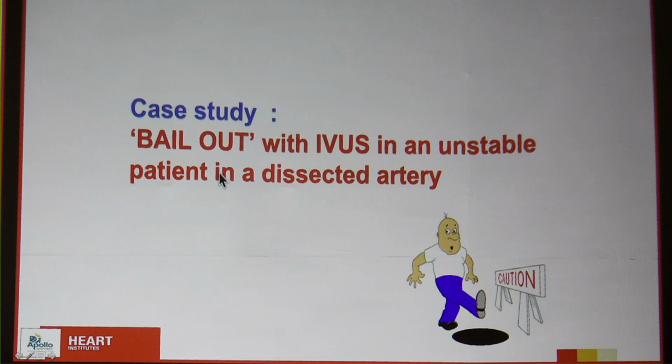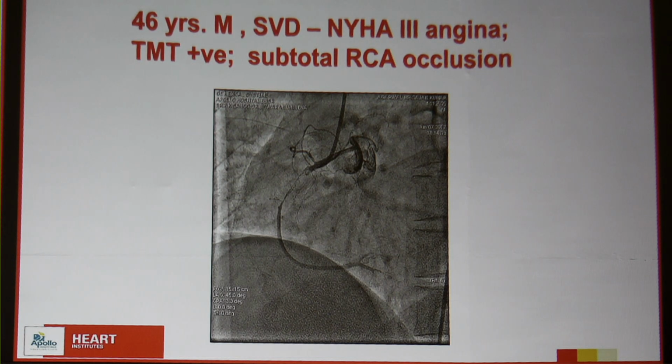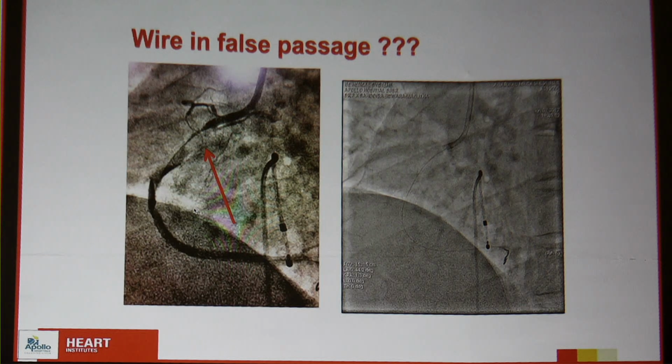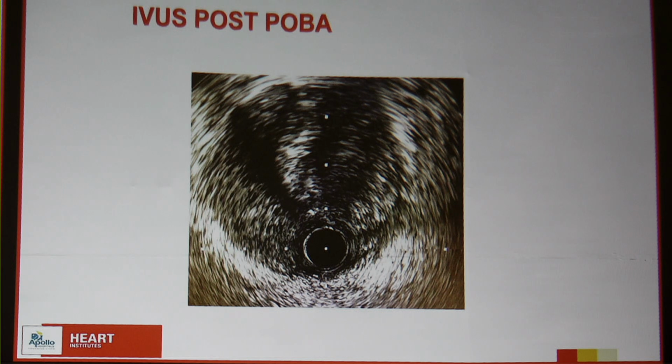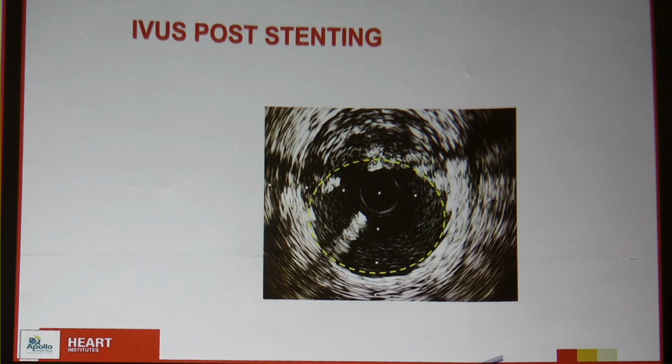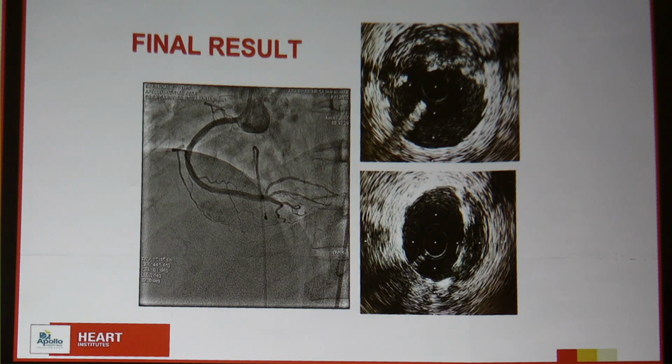Finally, complications do occur, and one of the very common complications is guide catheter induced dissection. Here is a subtotal RCA occlusion, and while just engaging the guide, there is a total occlusion and complete heart block. This happens, and again quickly the wire is in the false passage. Now here you can see the proof of this: a true lumen and the false lumen. The STAR technique was used, and finally the result was good in the long run.